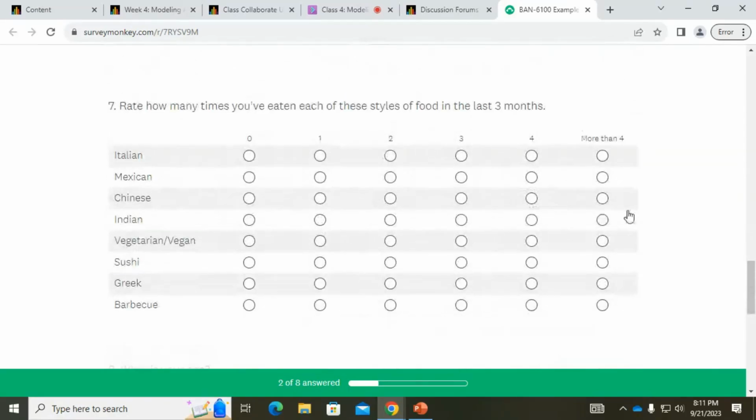That's why, when you're filling out credit card information, you will sometimes have a drop down for the month. So you actually select it rather than typing it in. It just avoids errors like that. Okay, how many times have you eaten each of these styles of food in the last 3 months? This is actually going to be continuous data, and it will be interval. We can't have anything less than 0.